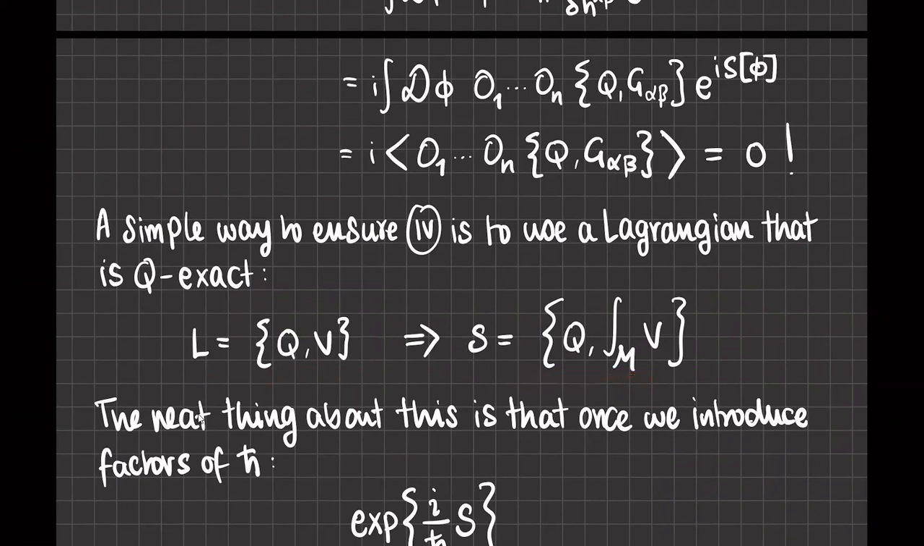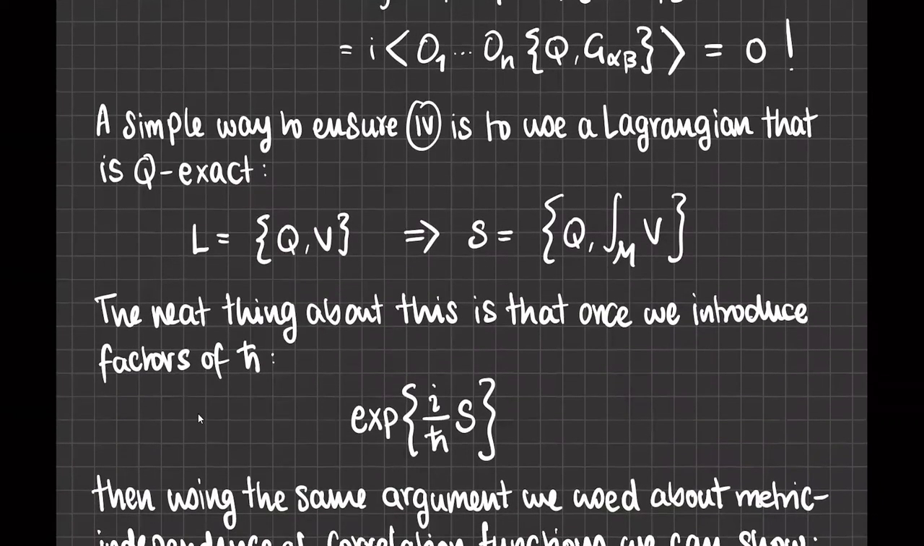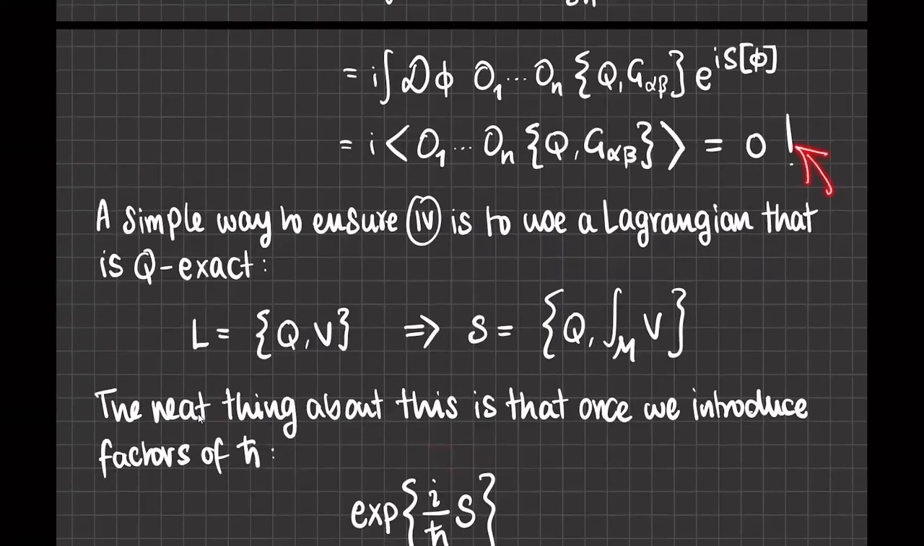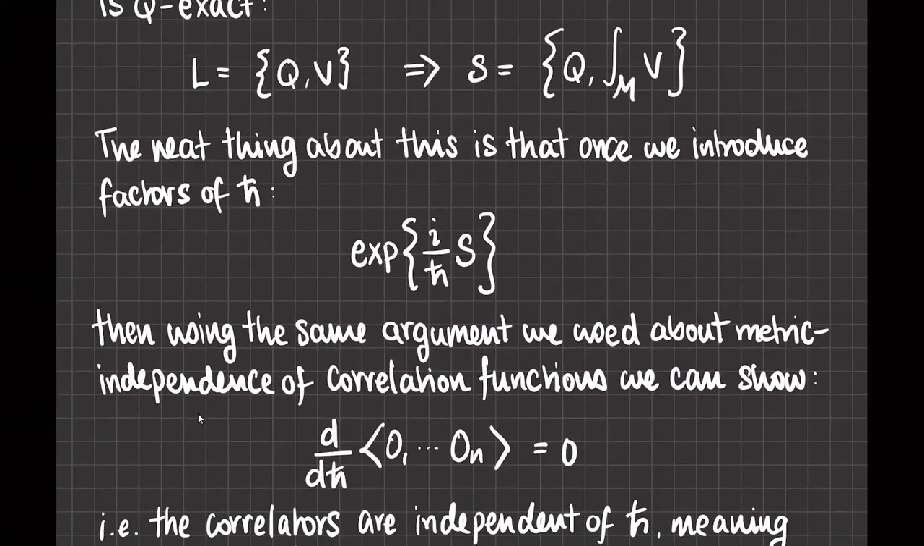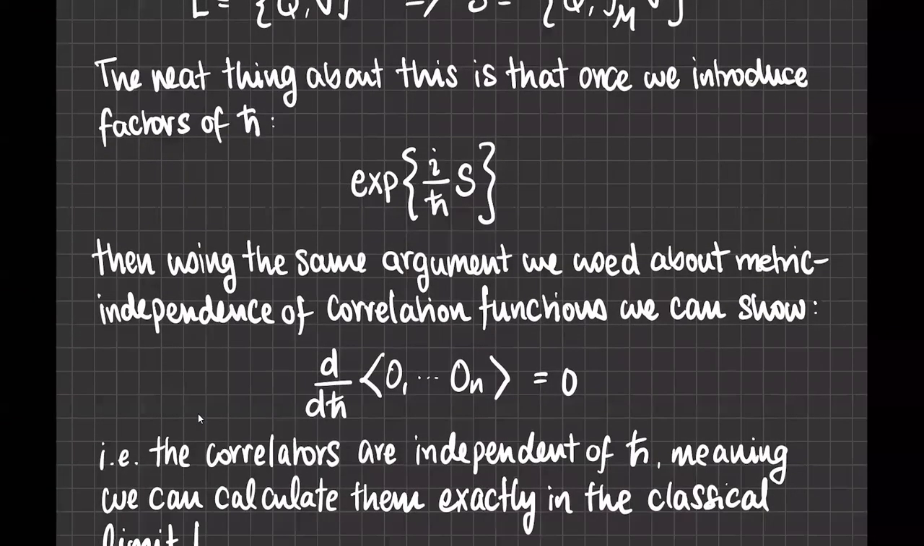And the nice thing about this presentation, which is commonly used, is that once we reintroduce factors of ħ, the Feynman amplitude for a particular transition is e^{iS/ħ}. Using the same argument that we used to show metric independence of the correlation functions, we can show that the correlation functions are independent of ħ.